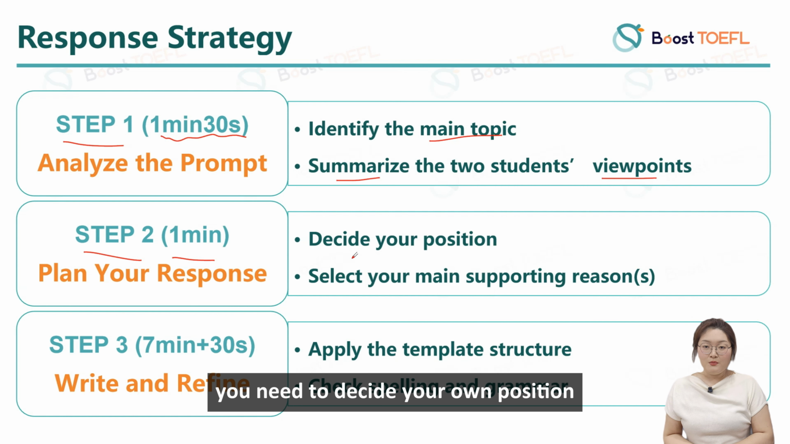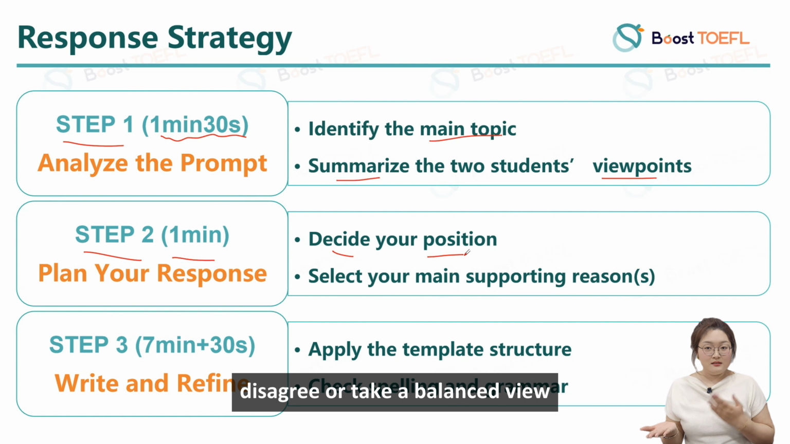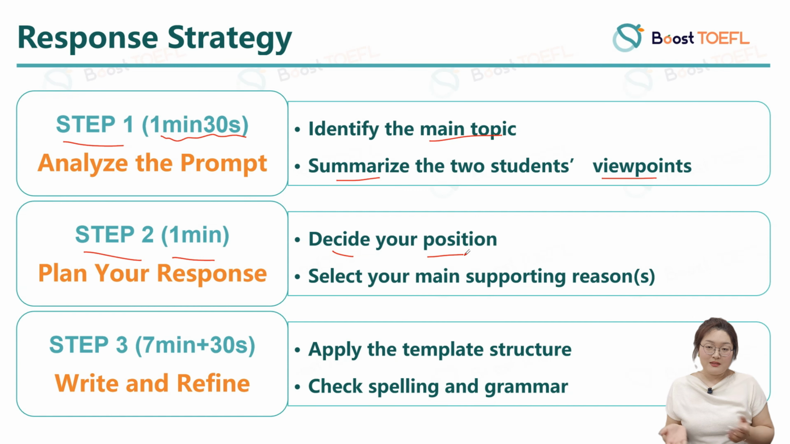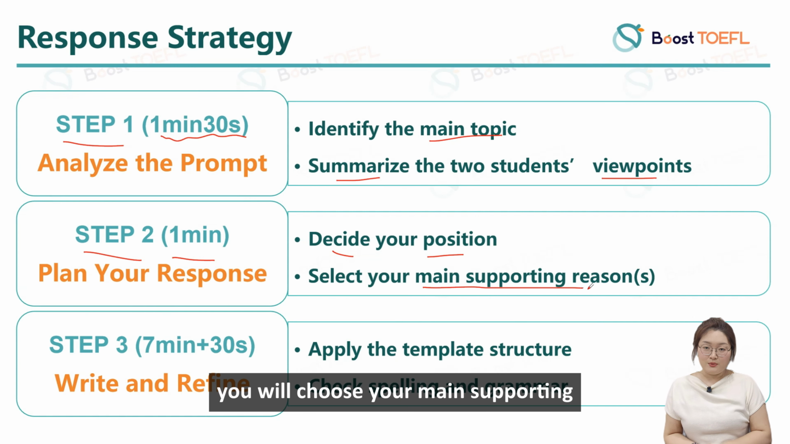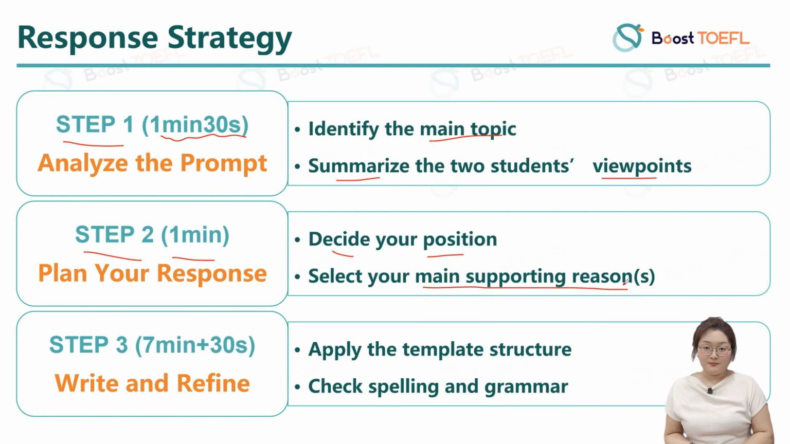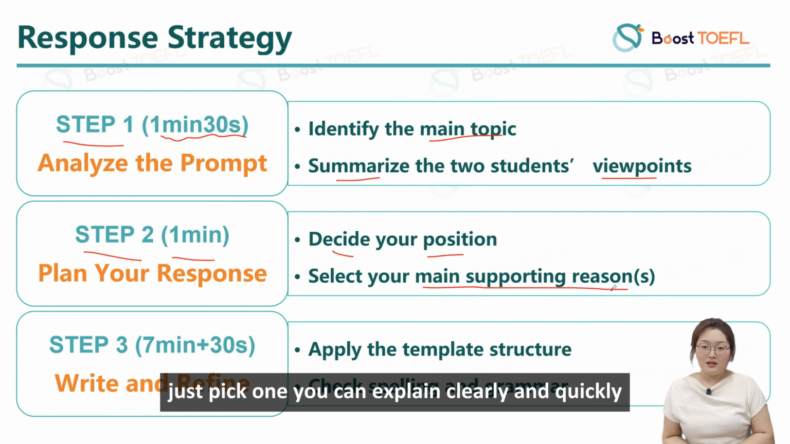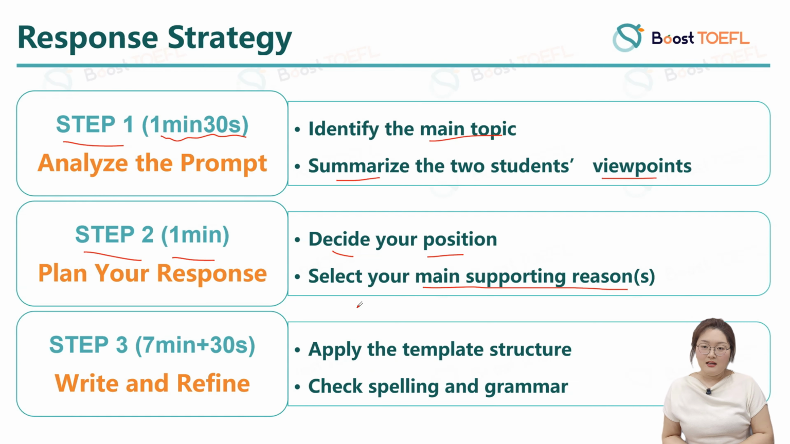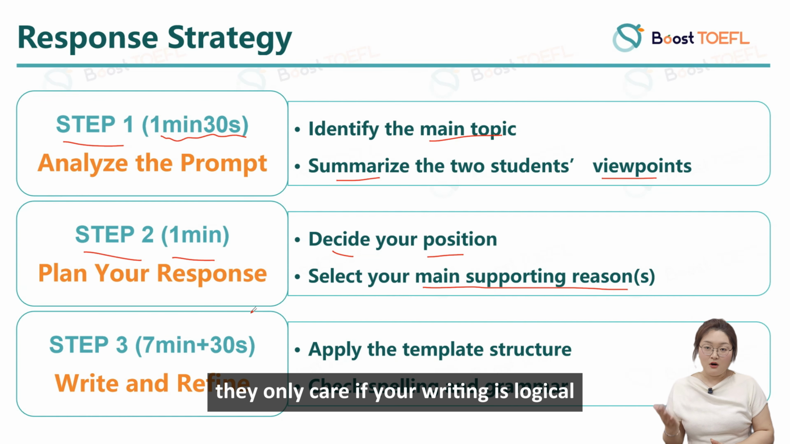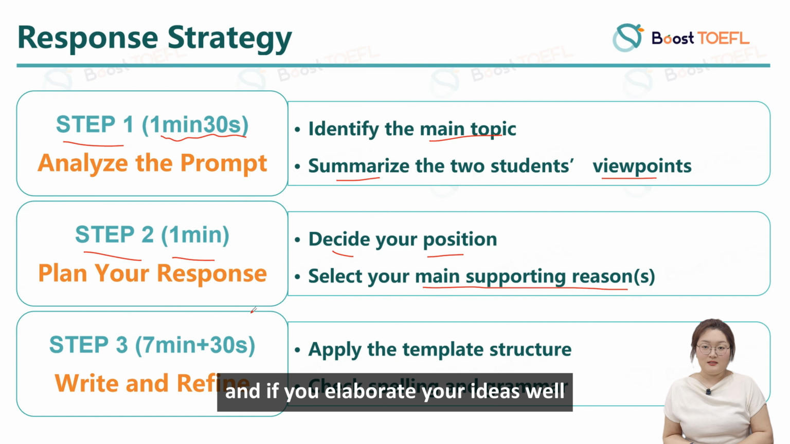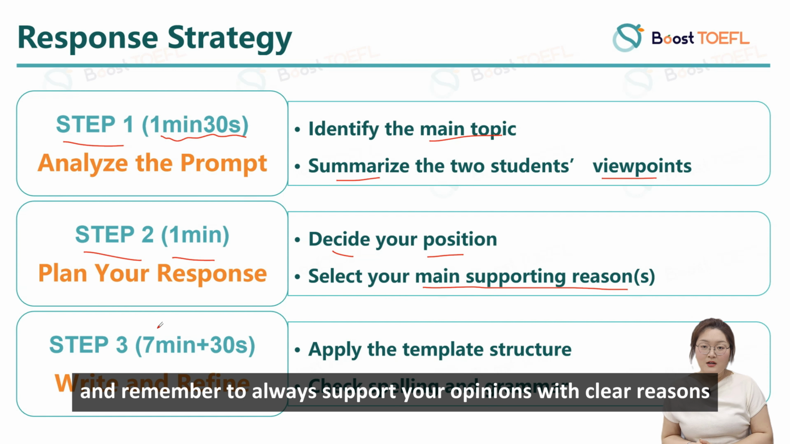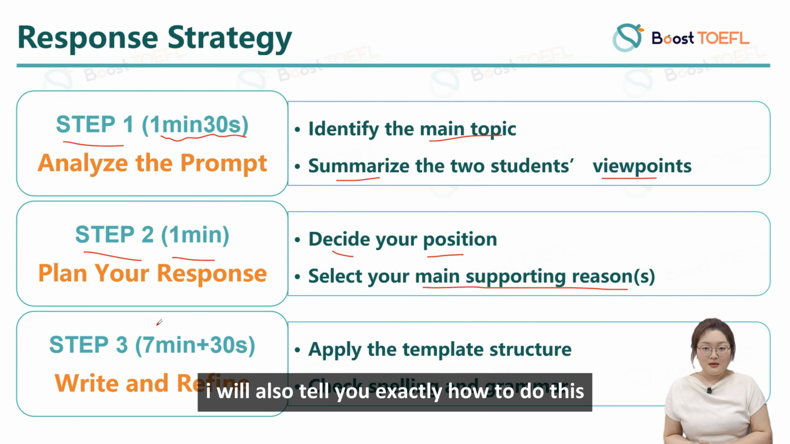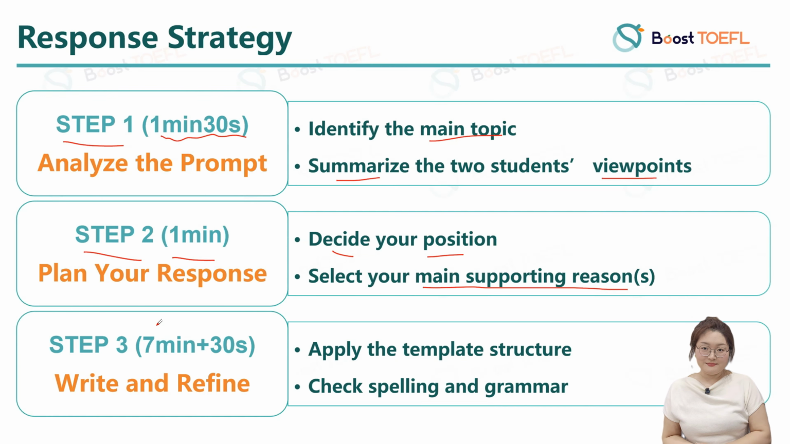You need to decide your own position, whether you agree, disagree, or take a balanced view. Then, you will choose your main supporting reasons to make your argument strong. When choosing your opinion, don't overthink it. Just pick one you can explain clearly and quickly. They don't care how deep your stance is. They only care if your writing is logical and if you elaborate your ideas well. And remember to always support your opinions with clear reasons. Later on, I will also tell you exactly how to do this.